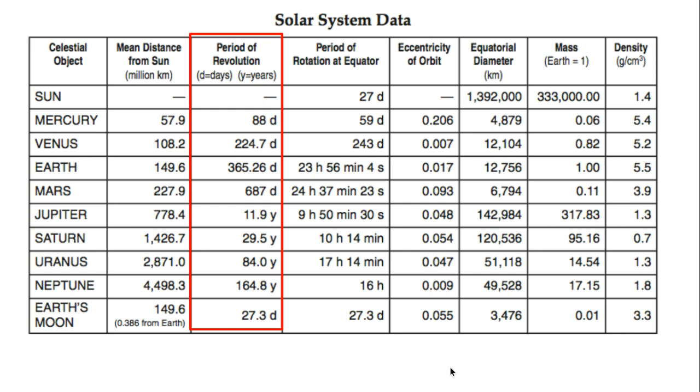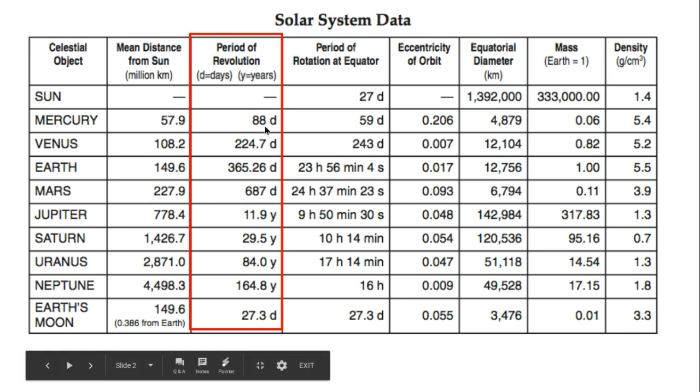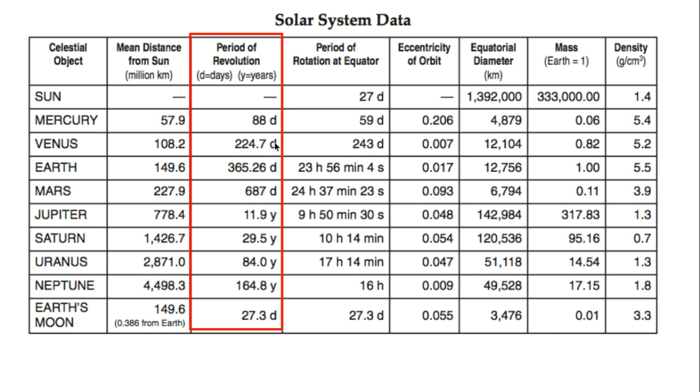The period of revolution, this is how long it takes for that planet to go around the sun. It takes 88 days for Mercury, and you'll notice that for Mercury, Venus, Earth, and Mars, these are all measured in days. These are Earth days. And then the unit changes when you hit Jupiter, and these are all measured in years.